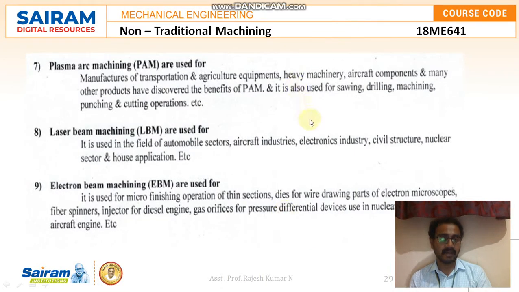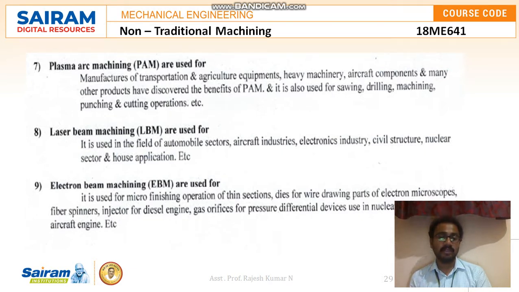Next one is the plasma arc machining process, which is widely used by manufacturers of transportation and agriculture equipment, heavy machinery, aircraft components, and many other products which have discovered the benefits of plasma arc machining. It is also used for sawing, drilling, machining, punching, and cutting operations, etc. And the next one, laser beam machining, which is used in automobile sectors, aircraft industries, electronics industries, civil structures, the nuclear sector, and household applications, etc.